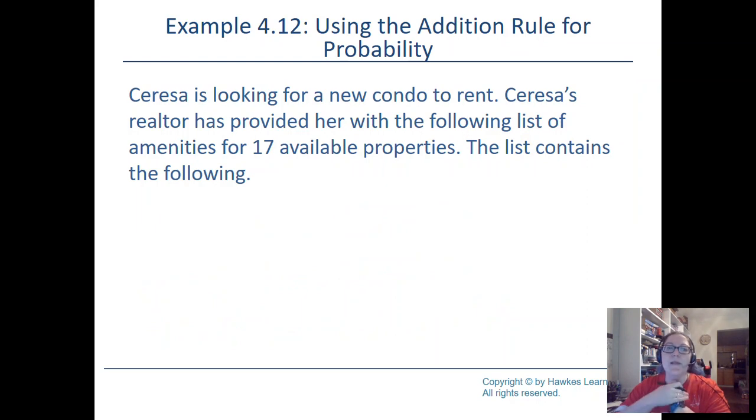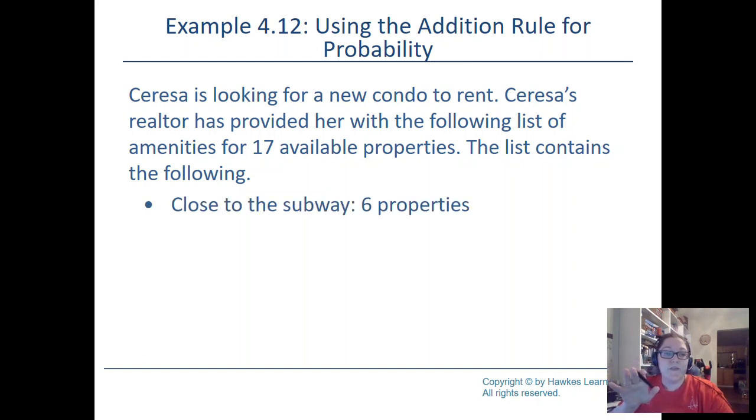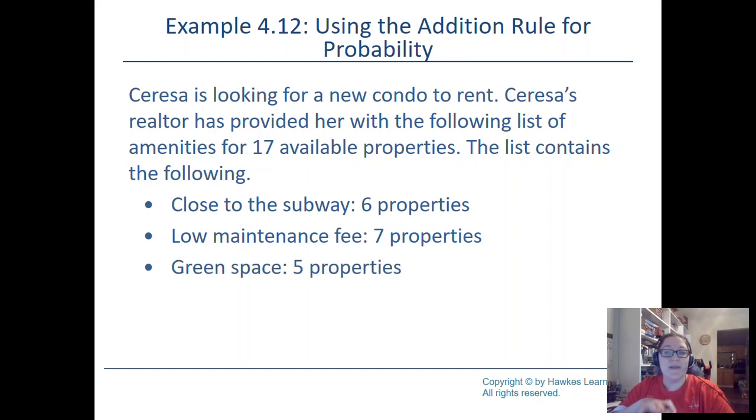Okay, so let's take a look at this. Circe is looking for a new condo to rent. Circe's realtor has provided her with the following list of amenities for 17 available properties. The amenities contain the following: close to the subway has 6 properties, low maintenance has 7 properties, green space has 5 properties, and 2 properties are newly renovated.